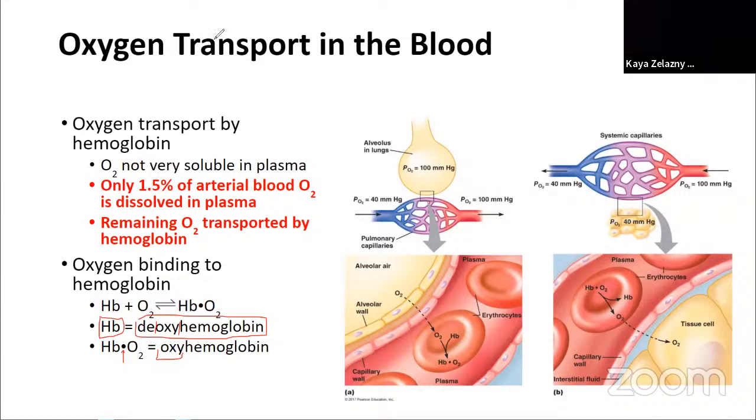So we have a reversible reaction happening between oxygen and hemoglobin. We can take our deoxyhemoglobin, our hemoglobin that doesn't have oxygen on it yet. When it comes into contact with oxygen, the oxygen can bind to it, creating our oxyhemoglobin. And we're also going to see at the tissue end, the reverse is going to be happening.